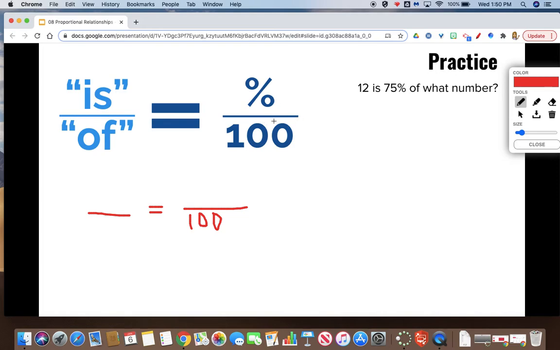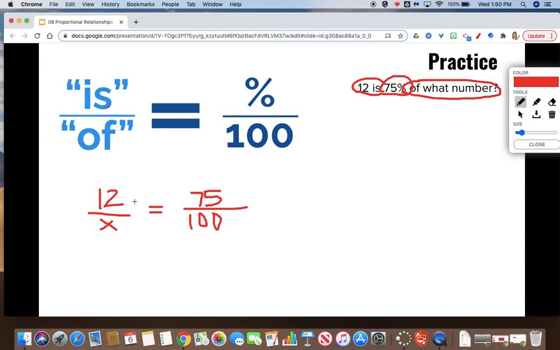Next, let's look for the percent. We're looking for a percentage sign. I see a percentage sign right here. That means our percent is 75, so we're going to fill that in where the percent goes. Now I'm going to look for the words is or of. At the start of my problem, I see 12 is. That's my part. That's going to go where the is goes up top on the left. That means I'm missing the of, and I can see that by looking at the end of the question, of what number. That means my whole is missing. That's where my variable goes.